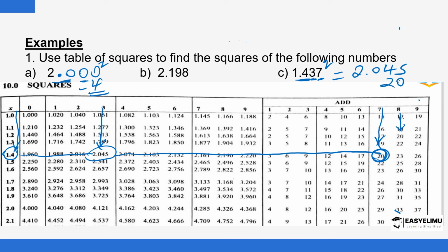So you add it here. Take note of the way I'm adding it. I'm adding to the last digits. So 5, 6, 0. So it means 1.437 squared is equals to 2.065. Approximately, if you approximate the answer to 4 figures, that's what you're supposed to get.